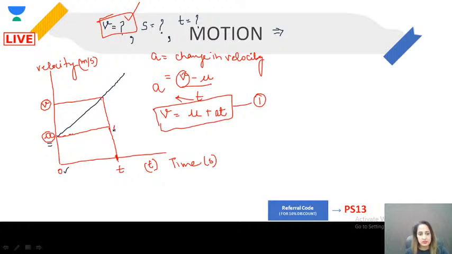So this is u, right? So v is what? u plus this one, which we are saying is a and t. So that is why this v is u plus this at, right?